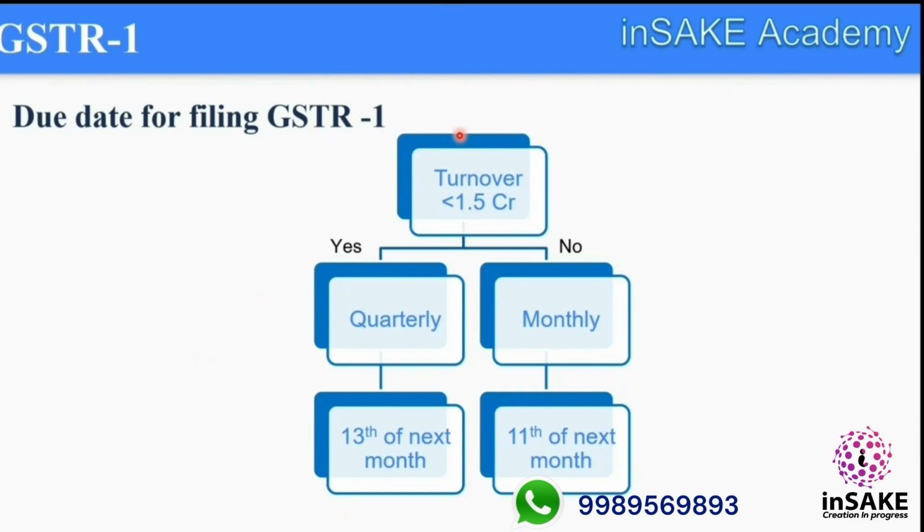You take the turnover. Okay. If the turnover of the previous year of a registered taxable person is less than 1.5 crores, then he has to file on a quarterly basis, and the due date will be the 13th of the month following the quarter. Take an example of Q1 of the financial year 2021. It starts from 1st April 2021 and ends with 30th June 2021. So he has to file on the 13th of July 2021.